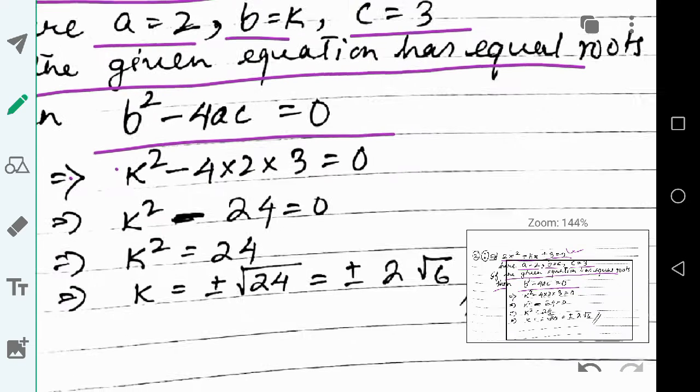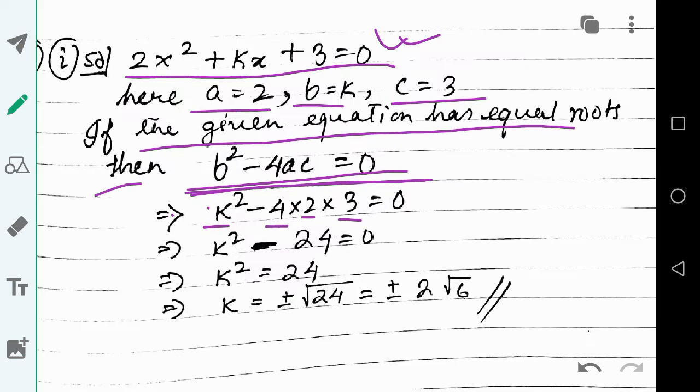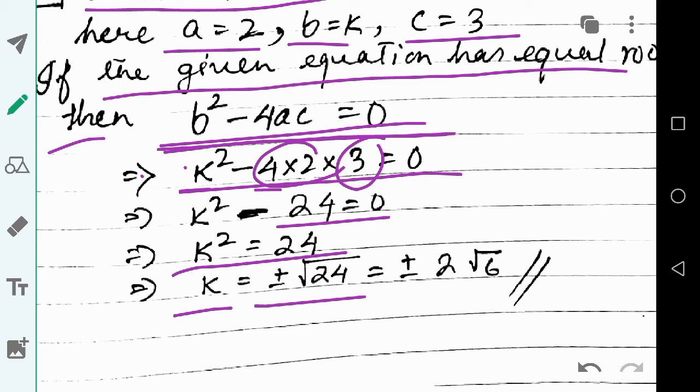Now put the values of a, b, c in this equation, then you will get k square minus 4 into 2 into 3. Replace a by 2, replace c by 3, and replace b square by k square, because b is equal to k. Then we have got k square minus 4 into 2 into 3 is equal to 0. Then 4 times 2 is 8, 8 times 3 is 24. So k square minus 24 is equal to 0. That means k square is equal to 24. So k must be equal to plus minus root 24.